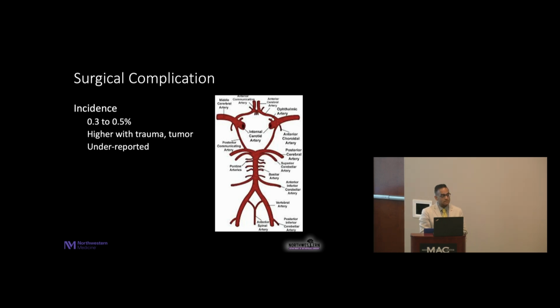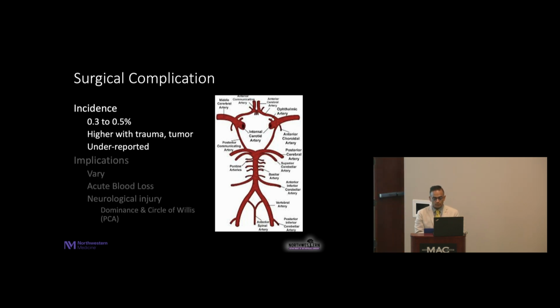The incidence is a tough one to get your hands on. It's reported somewhere as a fraction of a percent, so 0.3 to 0.5%. Higher in certain situations. We know that they're more common in trauma, where you have disruption of normal anatomy, more common in tumor cases, more common in revision cases. Again, all where you have disruption of normal anatomy. And we also know that most of the literature is going to underreport the actual percentages.